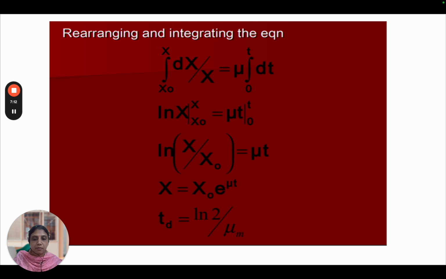After integrating, we get x = x naught e^(mu t), and td = ln 2 / mu m. Td is nothing but the doubling time. That is, if initially you give a particular number of microorganisms, after a particular time it will double. That time is the doubling time, and it can be calculated using the formula ln 2 / mu m, where mu m is the maximum specific growth rate.